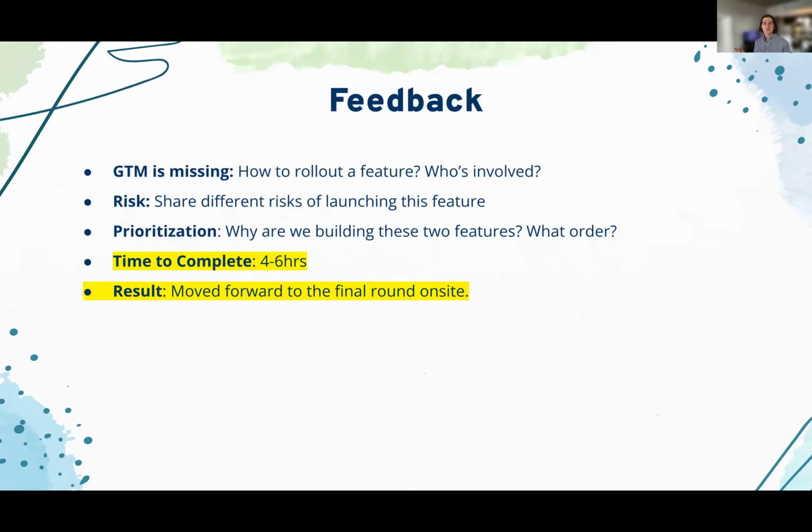Another thing that could have been helpful is to share some risks, given that this is a real-time product, and share what that looks like. And again, how would you prioritize these two features, right? I should have given a better answer as to, well, I want this feature first because it's dependent on this later in the roadmap. So share some of those insights in your deck if you can, and it'll just make it more cohesive.